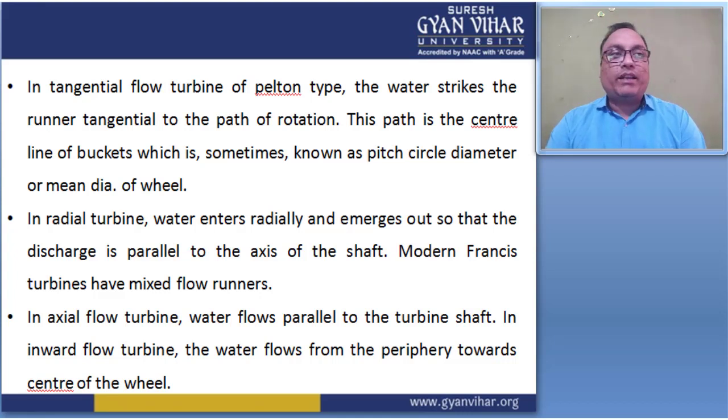But in the case of a radial turbine, the water enters radially and emerges out, so that the discharge is parallel to the axis of the shaft. Some modern turbines, such as the Francis turbine and the Kaplan turbine, have mixed flow runners. In an axial flow turbine, water flows parallel to the turbine shaft. In an inward flow turbine, the water flows from the periphery towards the center of the wheel. So these are the different types of turbines.